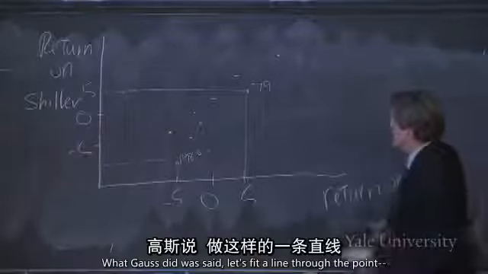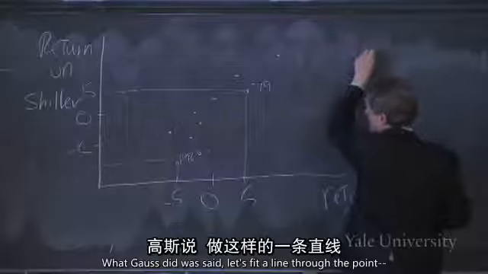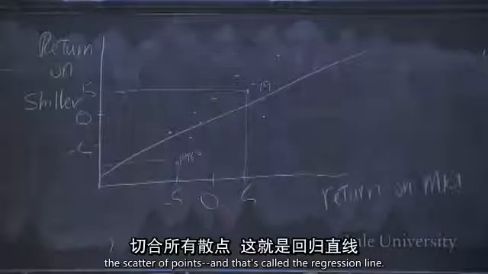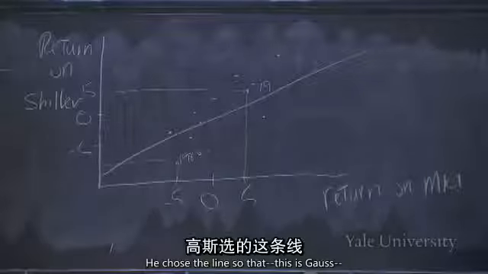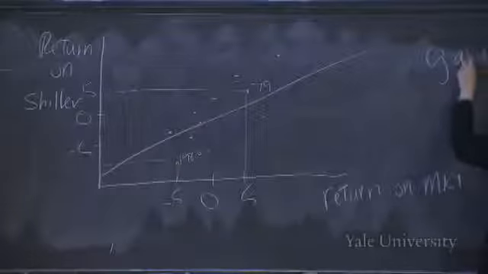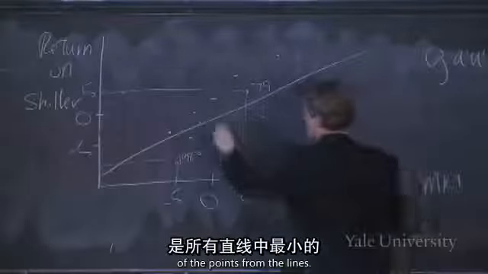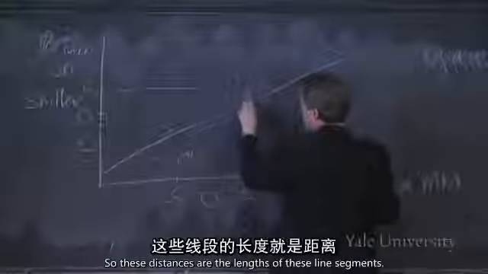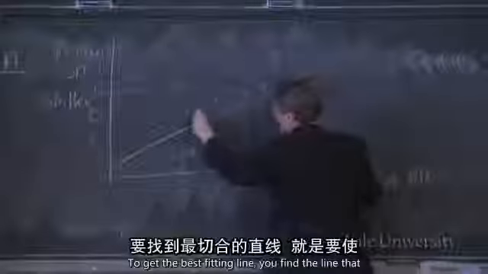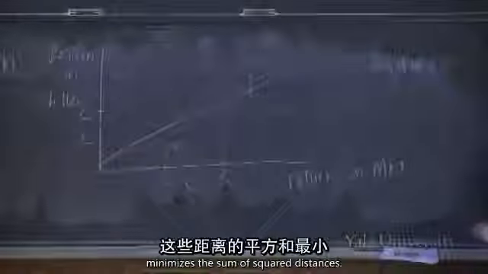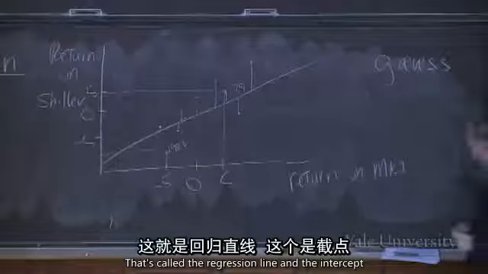So what Gauss did is said, let's fit a line through the scatter of points. And that's called the regression line. He chose the line to minimize the sum of squared distances of the points from the line. So these distances are the lengths of these line segments. So to get the best fitting line, you find the line that minimizes the sum of squared distances, and that's called the regression line.